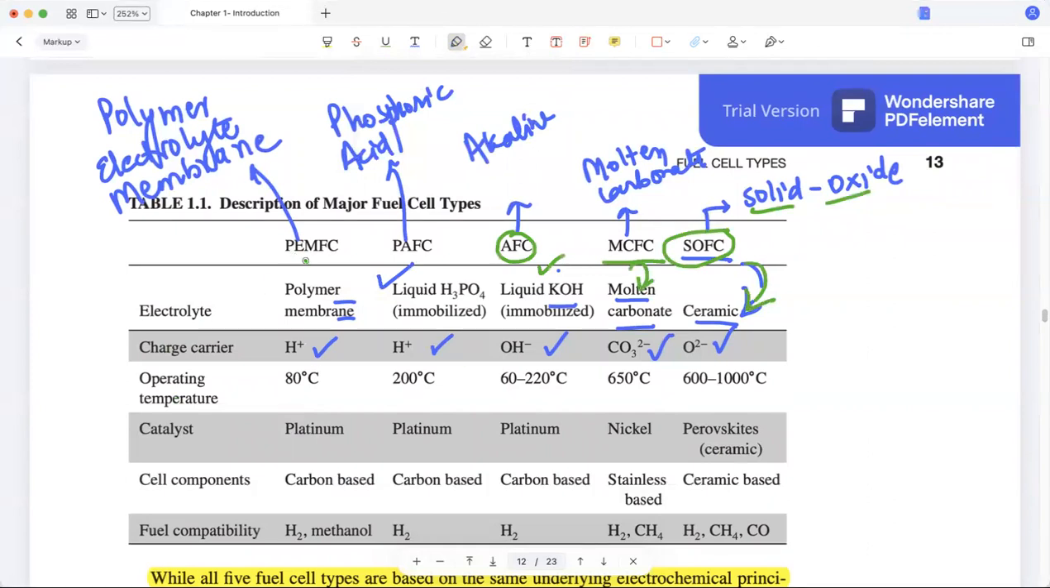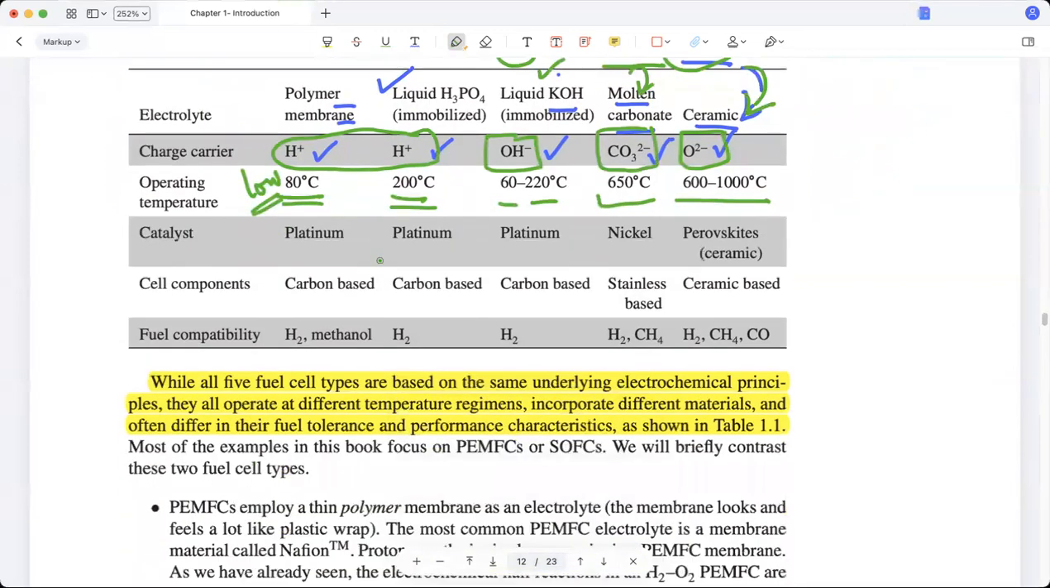The charge carriers in your low temperature fuel cells, they are your protons. In AFC, you have OH minus, and here you have carbonate ion and your oxide ion. Operating temperature, it operates at 80 degrees Celsius. It is a quite low temperature for fuel cells. This operates at 200, this from 60 to 220, this at 650, and this from 600 to 1000 degrees Celsius.